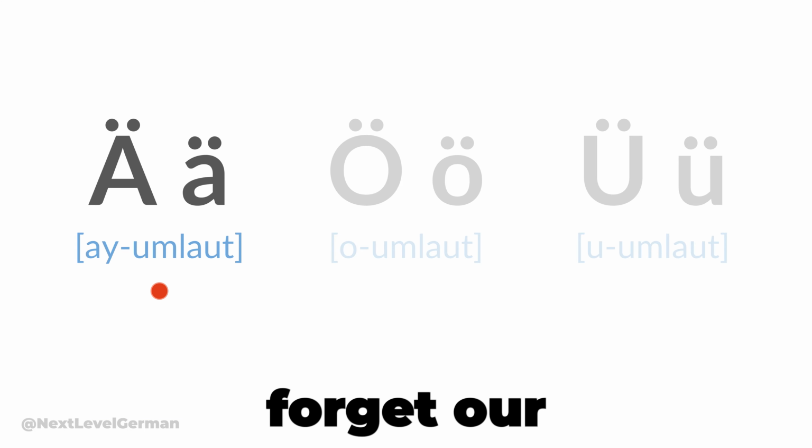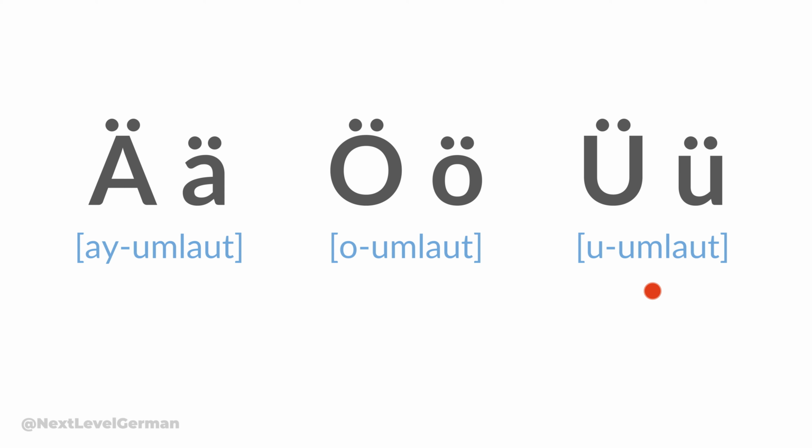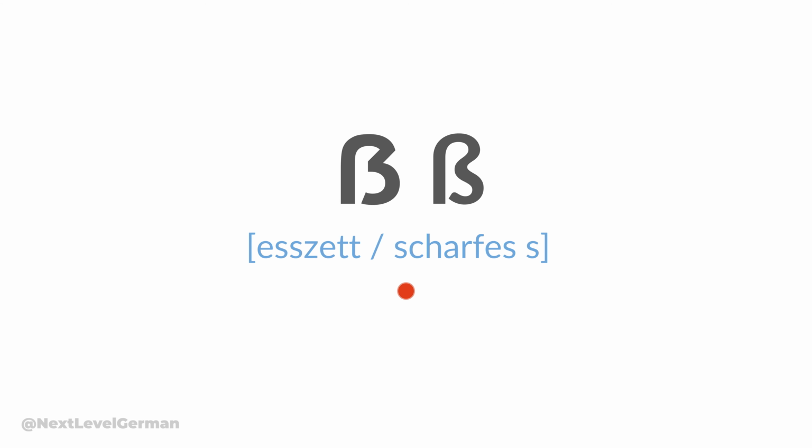And don't forget our special guests. Ä called A-umlaut, Ö O-umlaut, Ü U-umlaut. You will recognize the special characters by the 2 dots over the vowel. And the sharp S. The sharp S looks like a capital B, but with a small gap at the bottom.